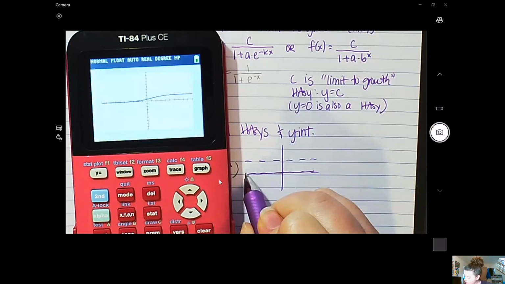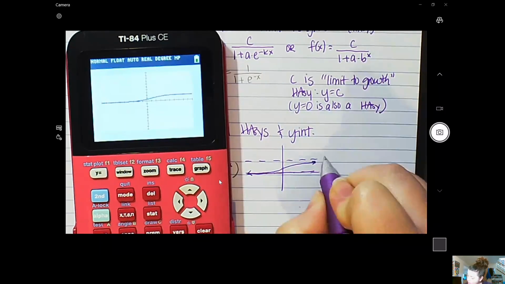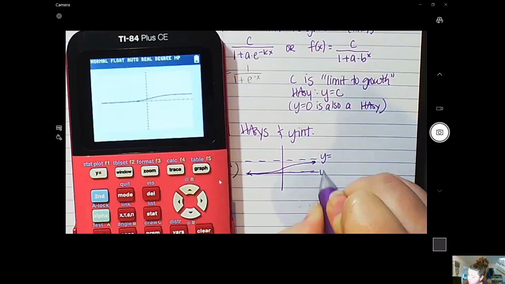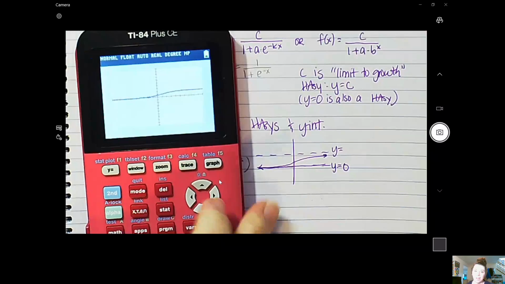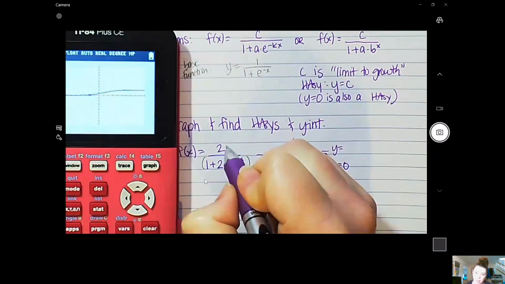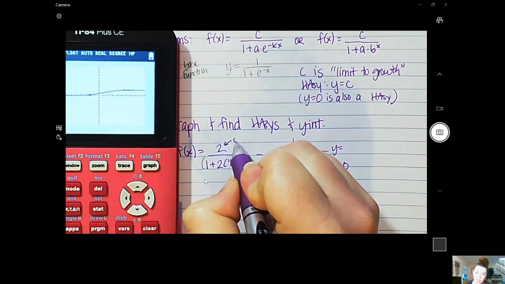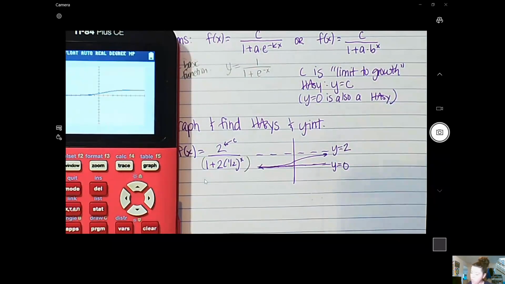So I've got this horizontal asymptote and this one. The bottom one's always y equals 0. And then the other one, I can kind of see what it is on my calculator, but I know what it is because this right here is C. It's the limit to growth. So that top asymptote is y equals 2. Those are the horizontal asymptotes.